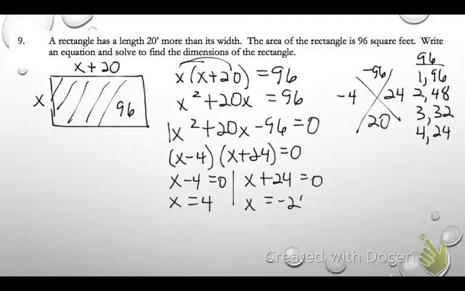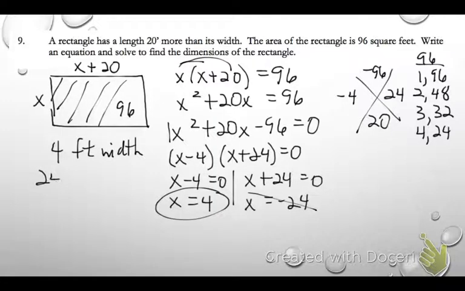Well, often in a real life problem that is solved with a quadratic, one of the answers will work for you and one of them won't. So it looks like we have a width of 4 feet, and then if we add 20 to that, we have a length of 24 feet.